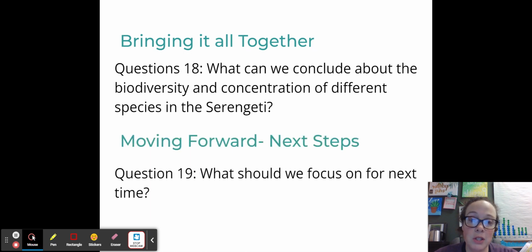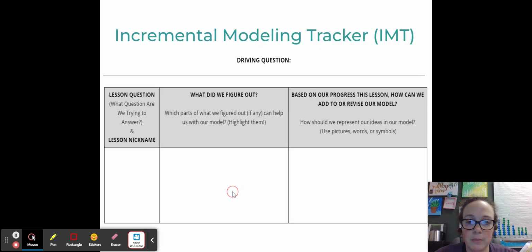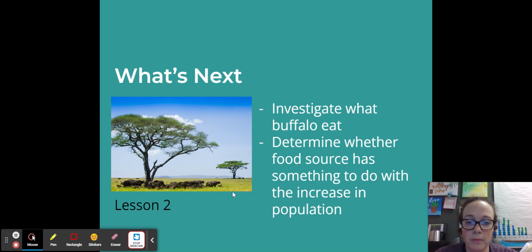As we move forward into lesson 2, think about where you think we're going from here. As scientists, we should always be saying, all right, we learned some new stuff, so now what new questions do we have? We're going to be thinking about how we can keep track of our findings throughout the unit. Of course, we're using our incremental modeling tracker, which we've used the last few units. So we're going to do some more investigation.